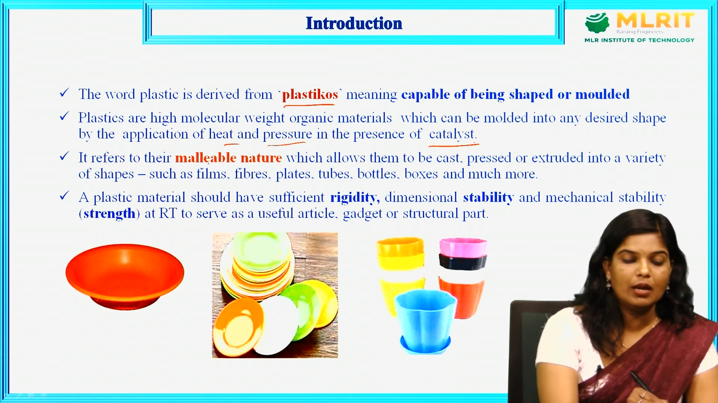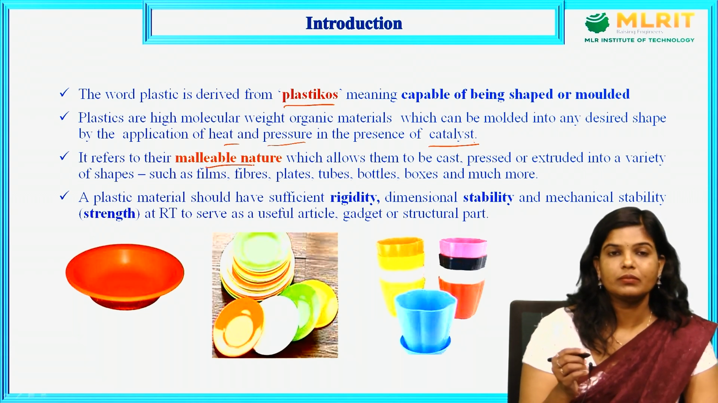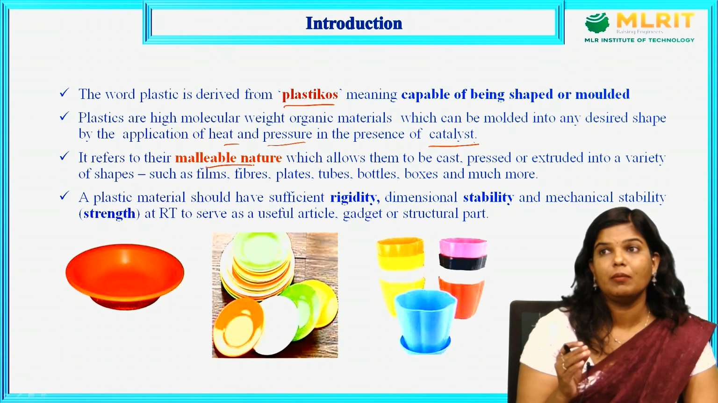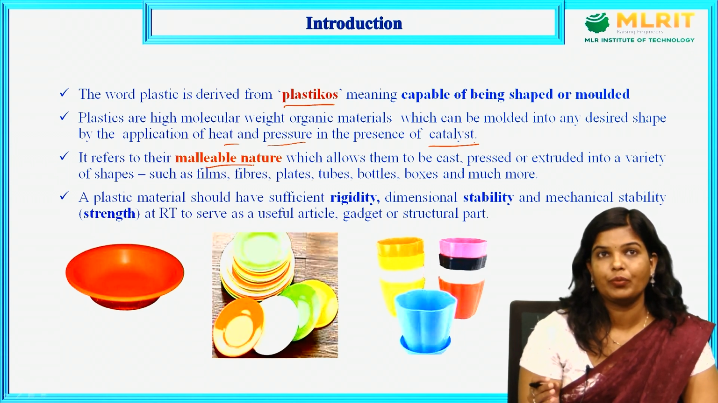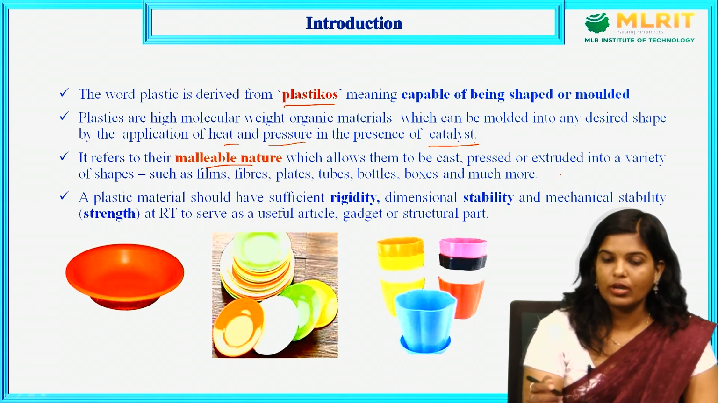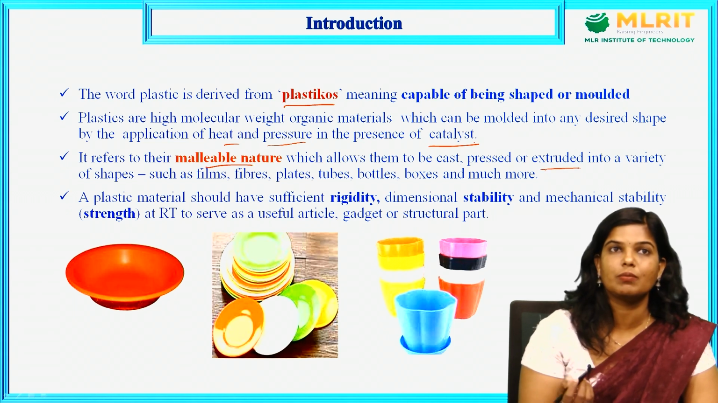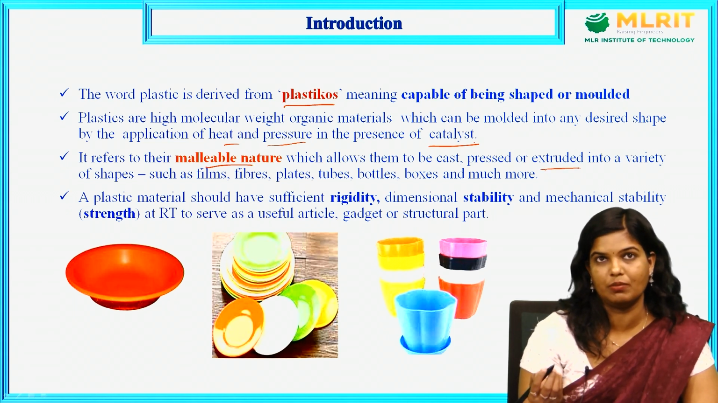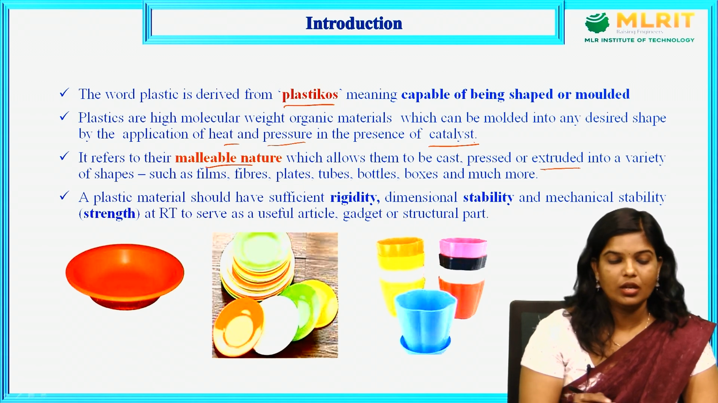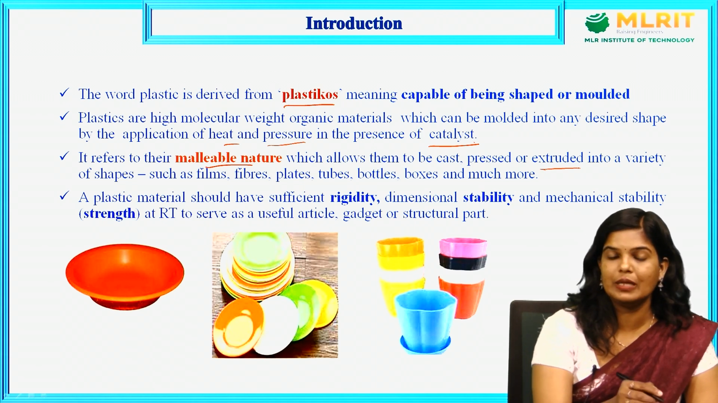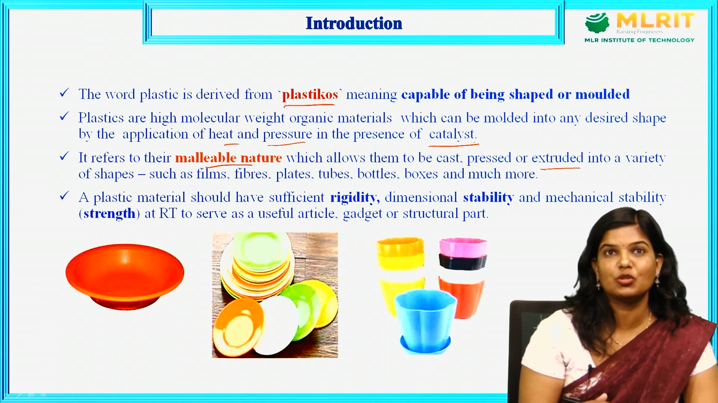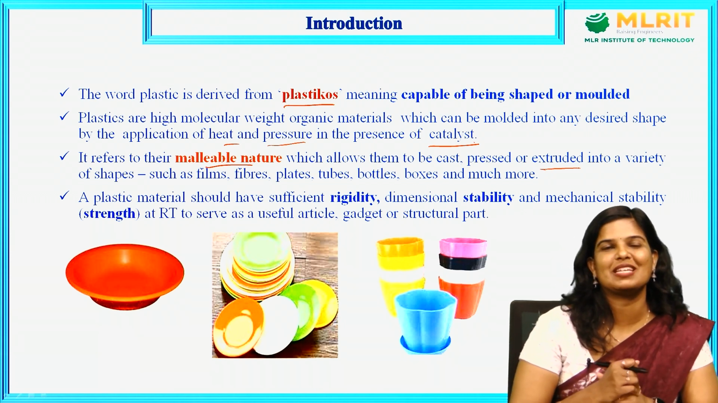Also, plastics can be referred to as having a malleable nature, that is, they can be made into thin sheets by applying pressure or by extrusion. Extrusion is the process by which polymers are shaped after preparation into films, fibers, plates, tubes, bottles, or any such shapes.